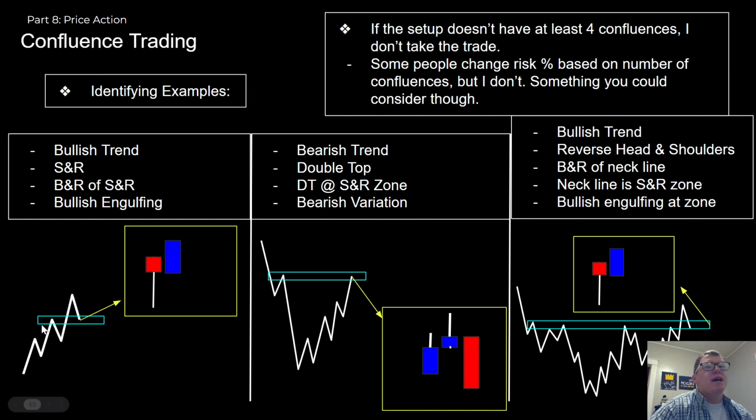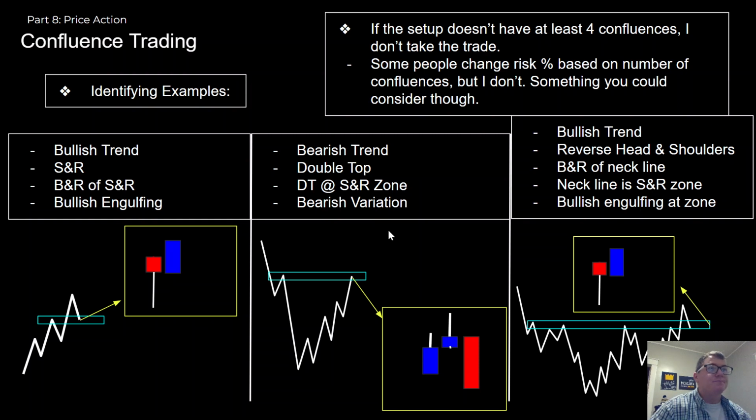The first example we have is a bullish trend. Obviously, we know that is a higher high, higher low, higher high, higher low. We have an extension through this level of support and resistance. We have a break and retest market pattern: break, retest, pull back into the support and resistance. And then at the level of support and resistance, we have a bullish engulfing candle print. So there are 4 confluences right there: bullish trend, support and resistance, a break and retest market pattern, and a bullish engulfing candlestick pattern. Give me that trade. Okay.